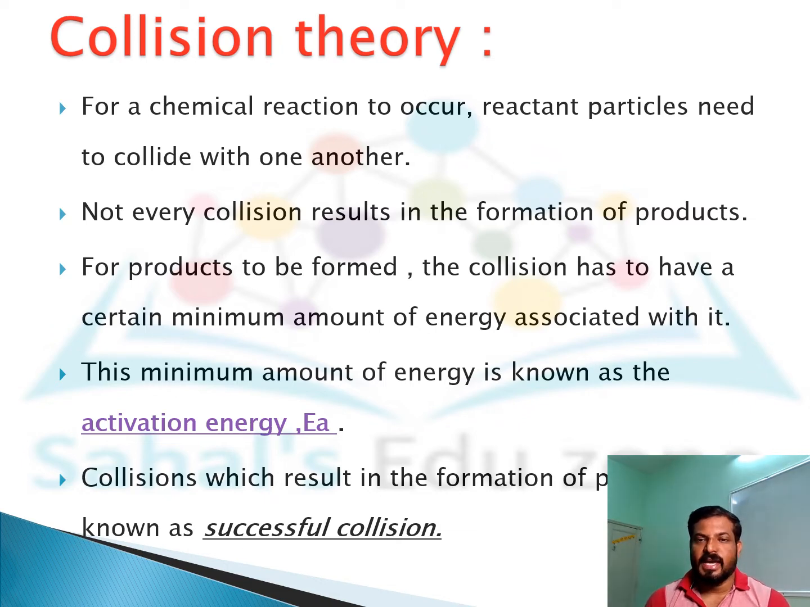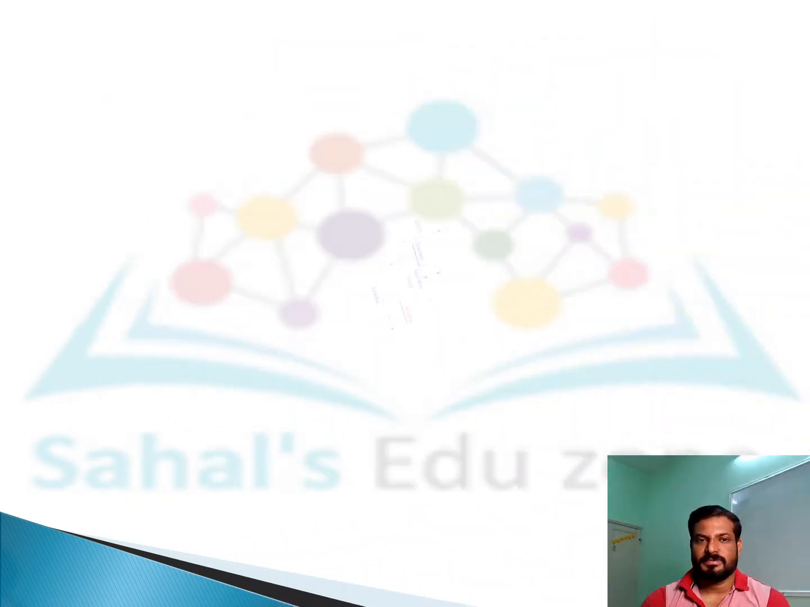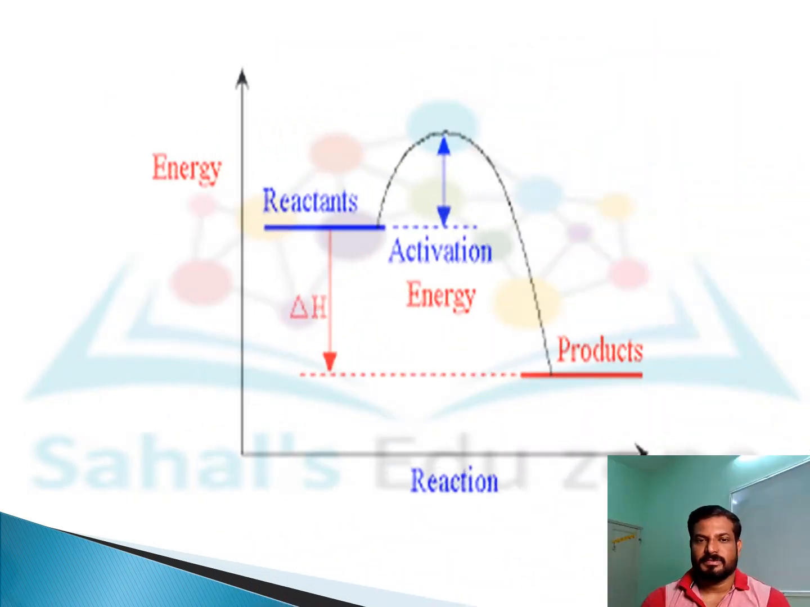According to collision theory, the reactant particles must collide with each other. The successful collision leads to the product formation. The minimum amount of energy required to start up a reaction is called activation energy. There is a graph shown, with energy on the y-axis and rate of reaction on the x-axis, where reactants turn to product, and the activation energy is shown on the graph.